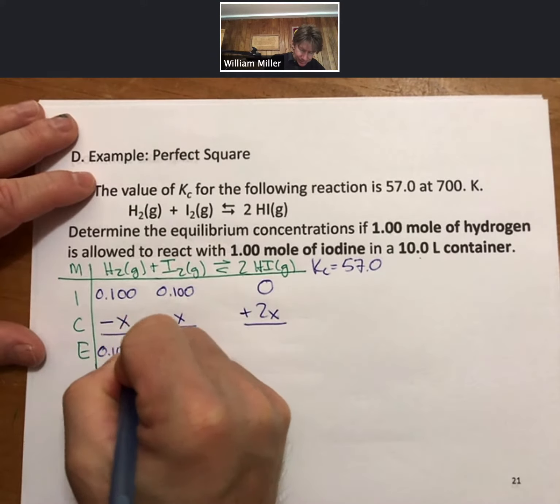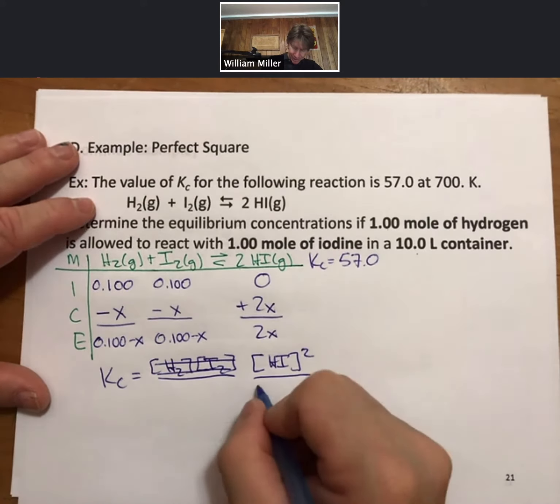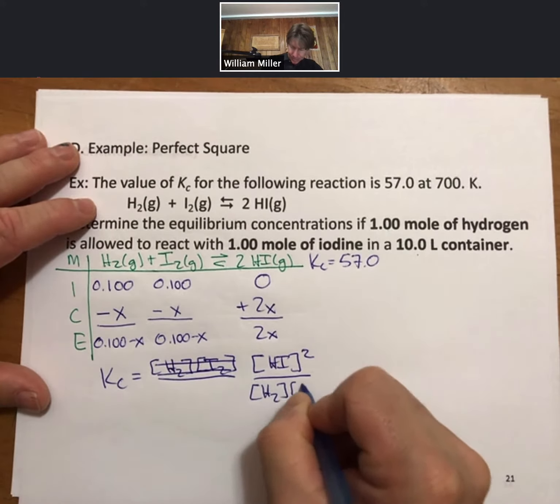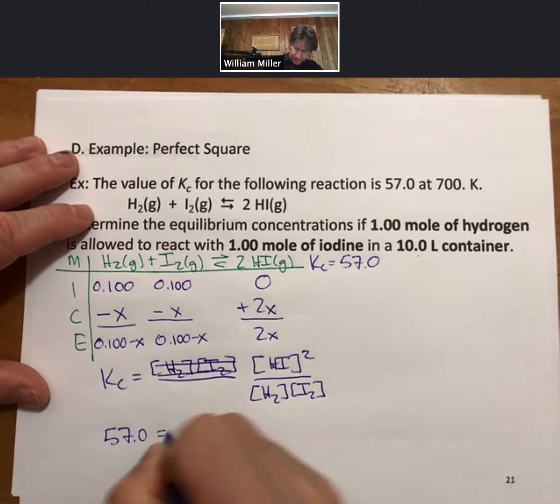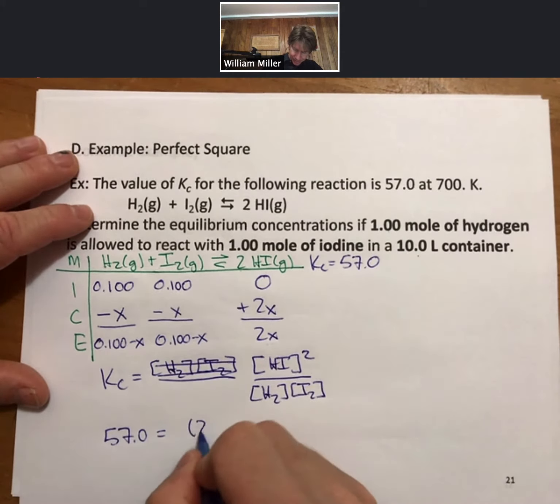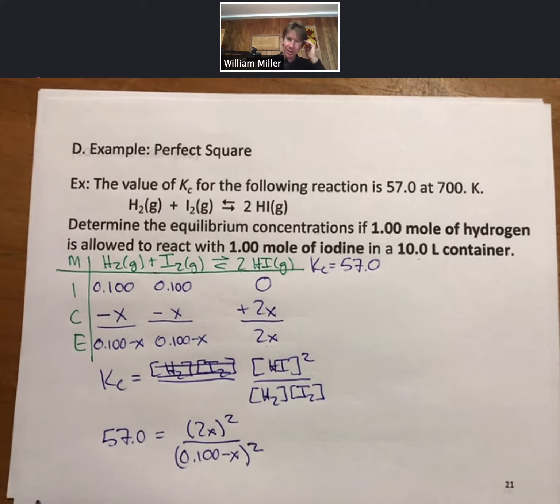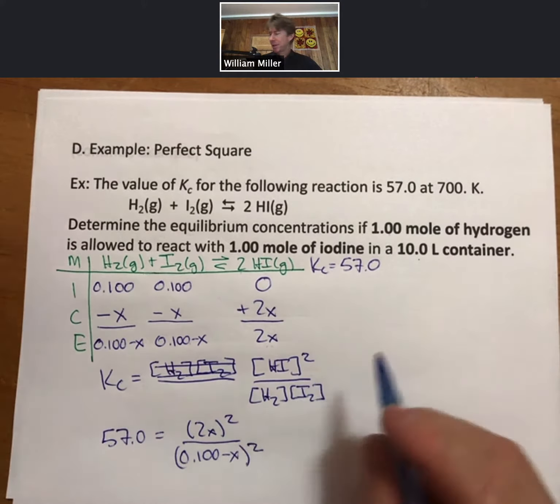And when we plug into our Kc expression, I'm going to write out the whole process so you can see it all. And I'm going to take my time and put the products on top, reactants on the bottom. And when I plug in our number, 57.0, I have 2x squared on top. I have 0.100 minus x squared for each of the reactants on the bottom. And this is what's called a perfect square.